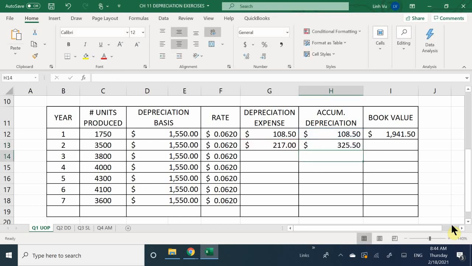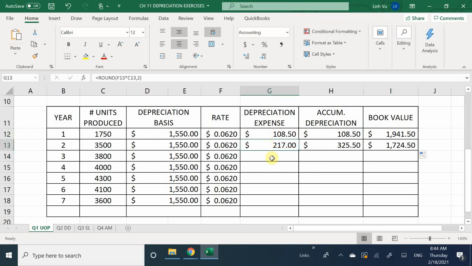325.50, and that makes my book value 1724. Good. All right, same thing going down.